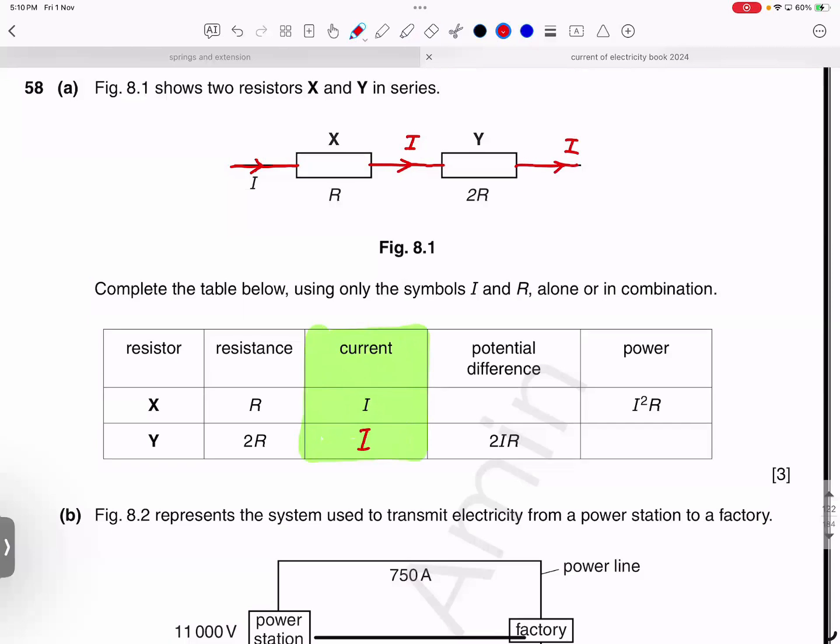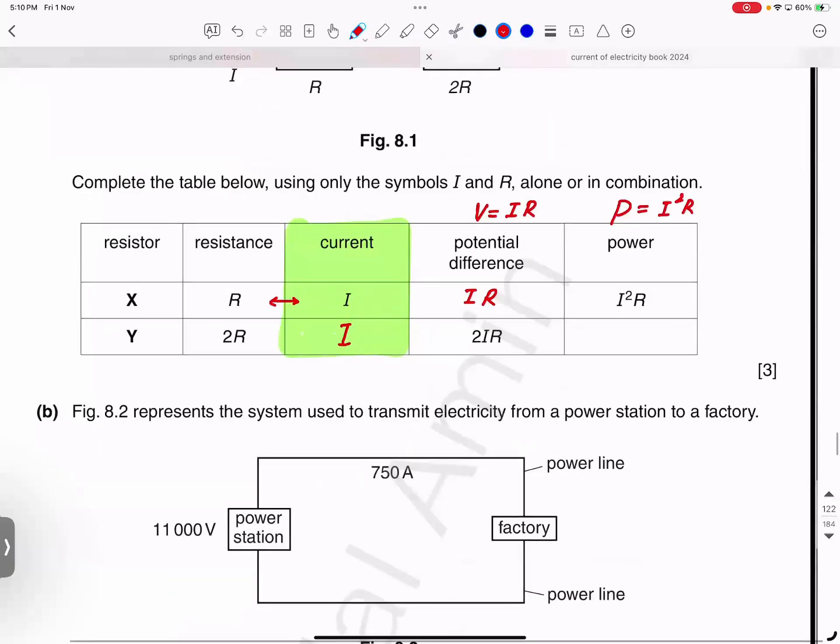Potential difference. My dear, you know V is equal to I into R. You just need to multiply these two, R times I, IR. Power. Power is equal to I square R. Now here, the last column, I is I, but R is what? 2R. So the answer will be 2I square R. Nice.